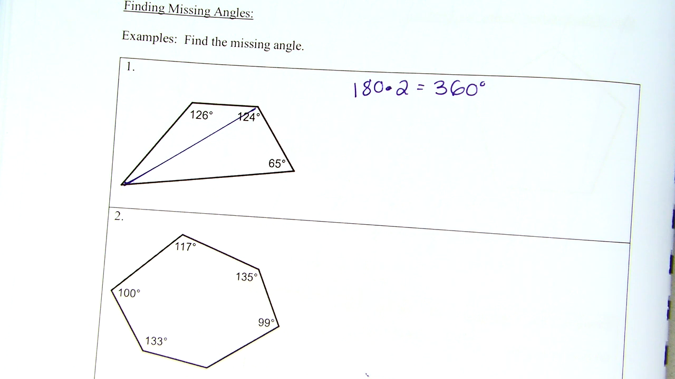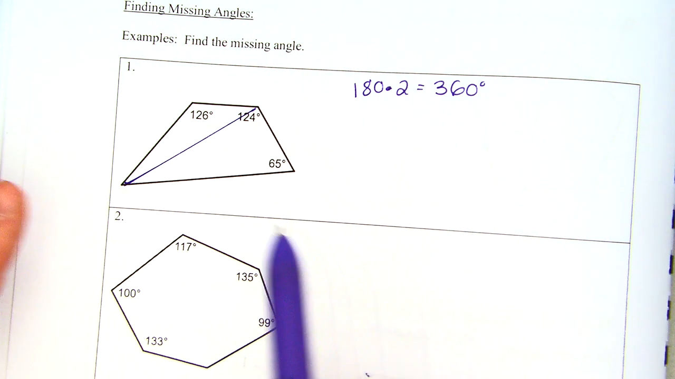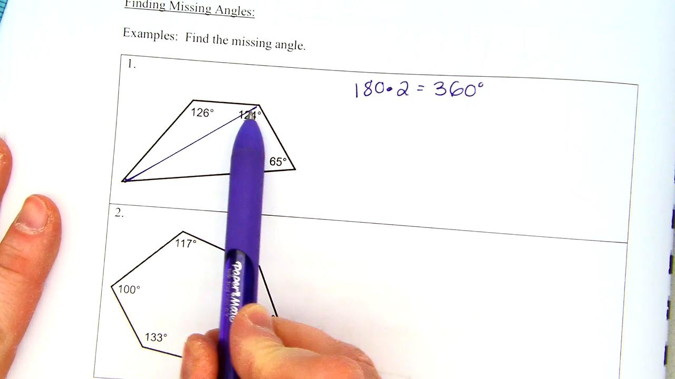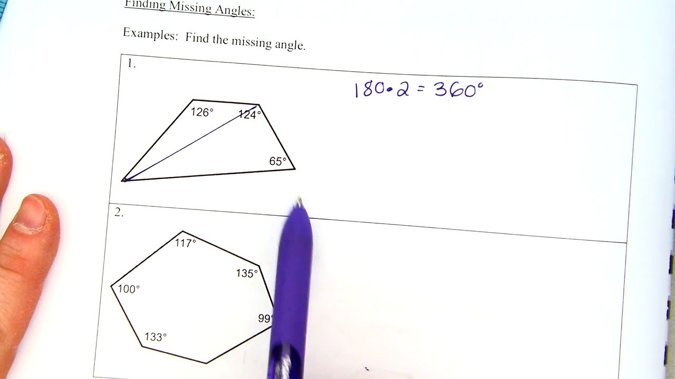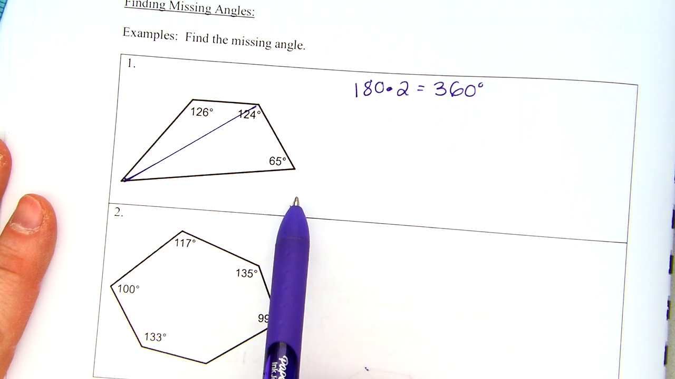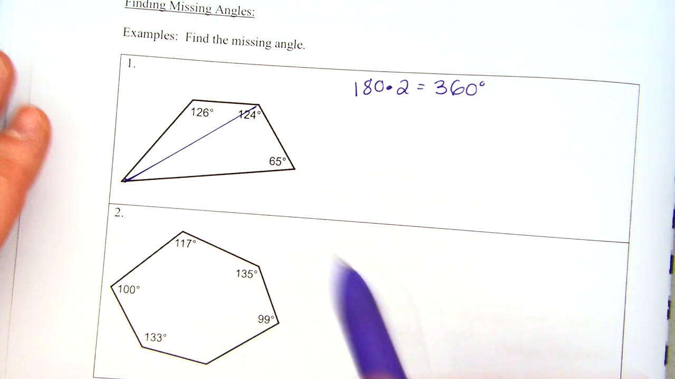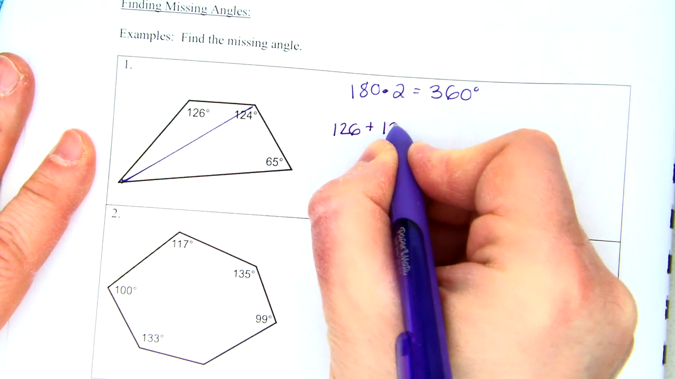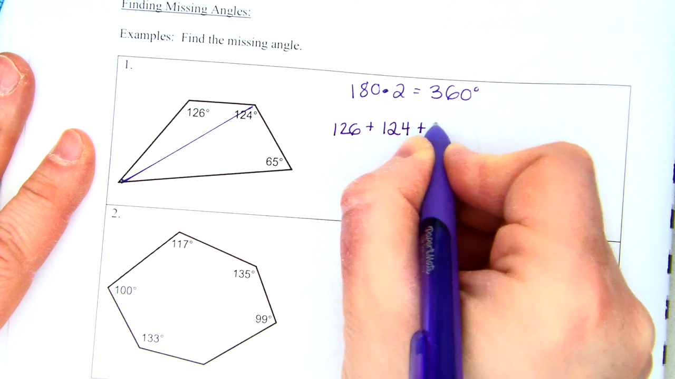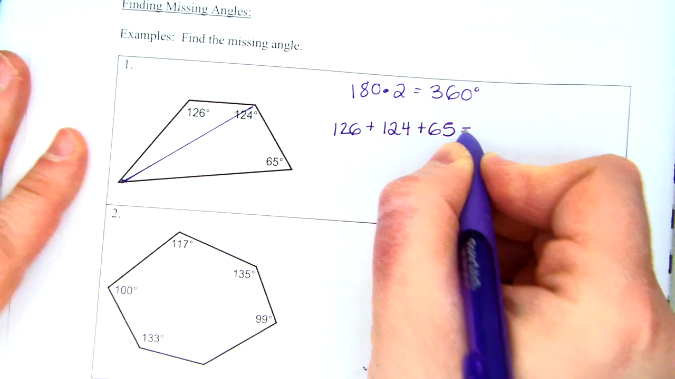George, what do you think? Yeah, that sounds like the right idea. Let's add the ones we have, and then to find the missing one, we'll subtract that answer from what? We normally do 180, but we're not going to do that here. We're going to subtract from 360. So let's add up the 3 angles we know. Let's add 126, 124, and 65.